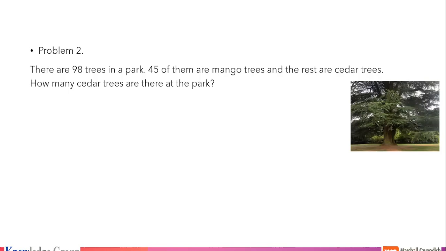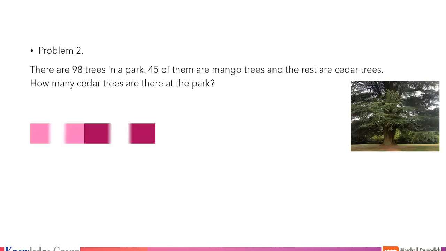What do we have here? Do we have a total or do we have parts? They're telling me that we have 98 trees. Is that a total? Yes, it is. We don't have any more than 98. We don't have any less than 98. That is what we have. And then what would 45 be? 45 will be a part of this 98. Then what are we looking for if we already have a whole and a part? Remember that a whole is always composed by at least 2 parts.